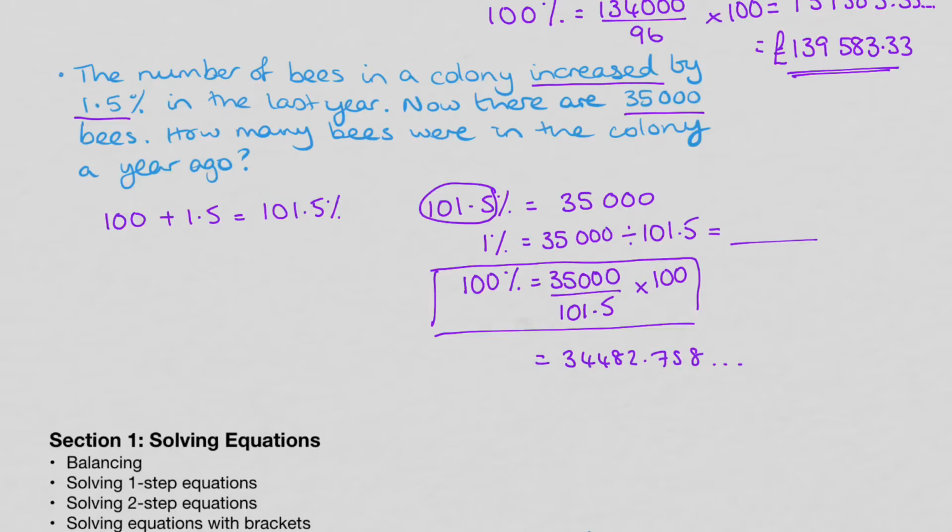Right, now bear in mind this is a colony of bees. So this is a number of bees, so we can forget about the decimals, can't we? So what we would say is that there's 34,482 whole bees. I know that 7 would normally make you round up, but you can't have a bit of a bee. Whether it's 0.2 or 0.7 or 0.1, you can only have a whole number of bees. So that's the answer to that. So it increased up to 35,000 from this 34,482.